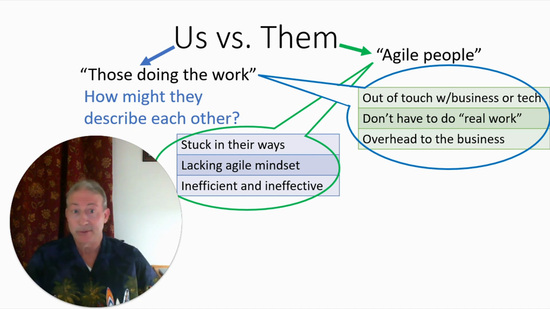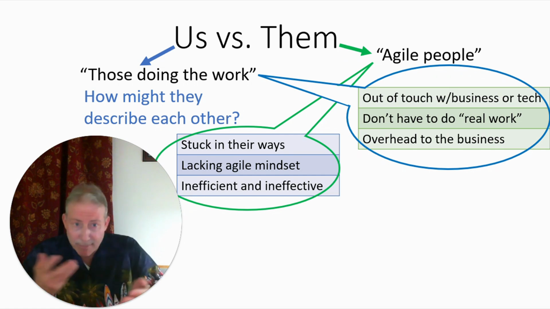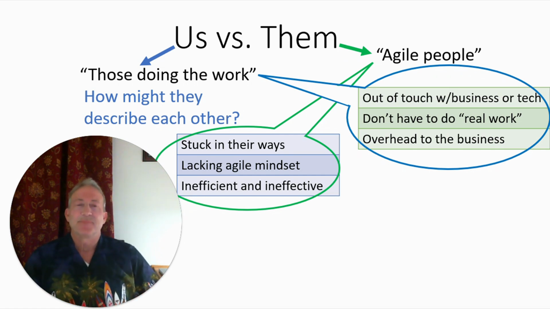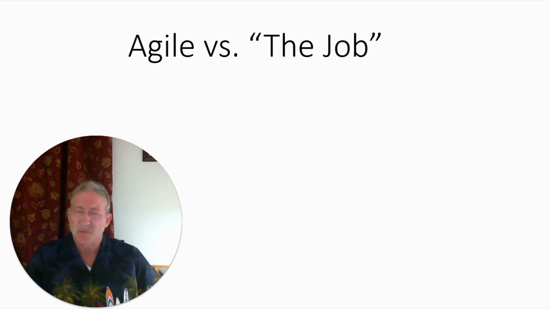And they don't even have to do real work. They just do this agile stuff and wave their hands, the Jedi mind trick. And then aren't they kind of like an overhead? I mean, couldn't we be more efficient without those agile folks? So you see the danger here. Us versus them. Now, why do we have that?